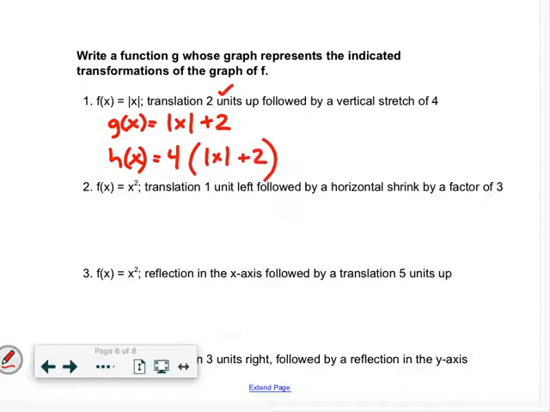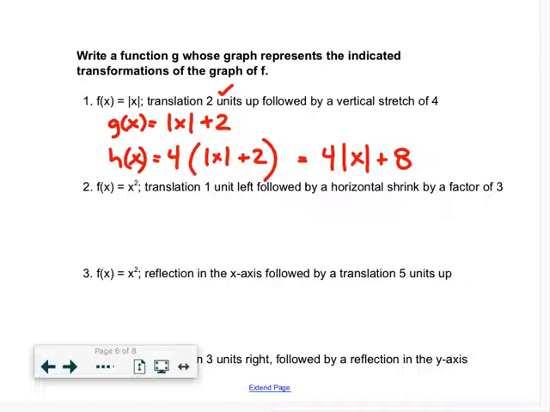So when I multiply the whole thing by 4, I'll distribute it, and I'll get 4 times the absolute value of x plus 8. If I had done that in the opposite order, if I had multiplied by 4 first, I would have had 4 absolute value x, and then I would have just added 2 and been done. Okay, so that would be a different equation.